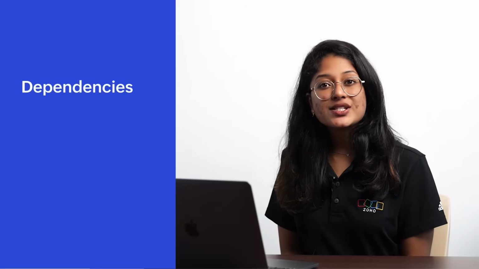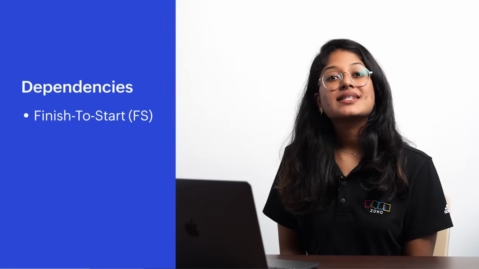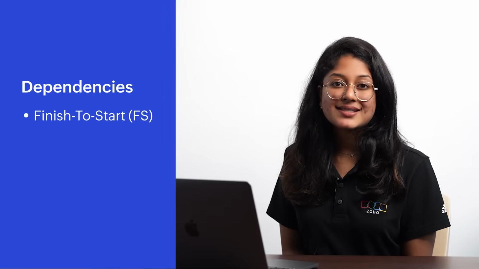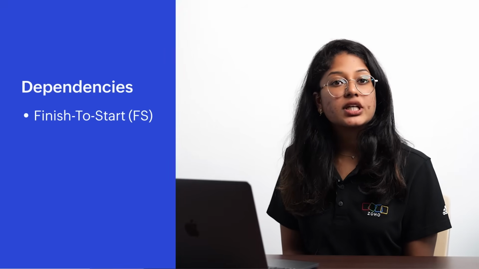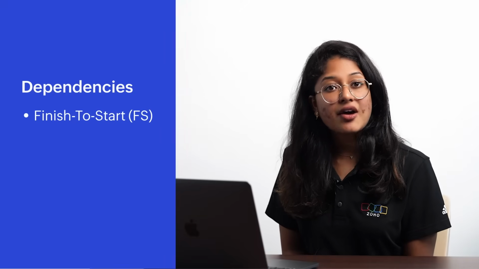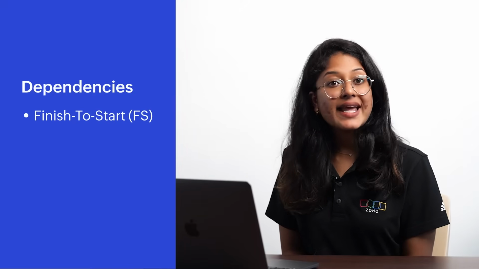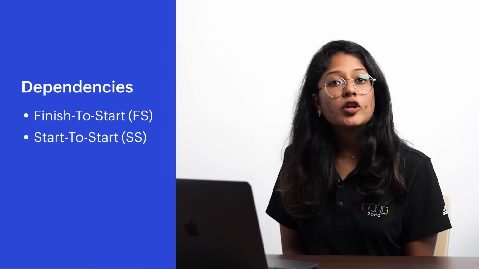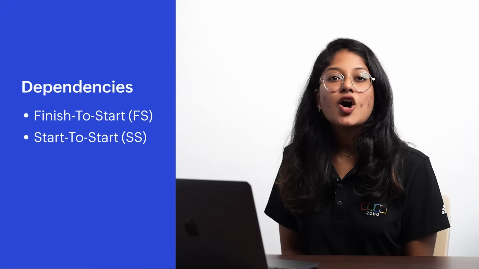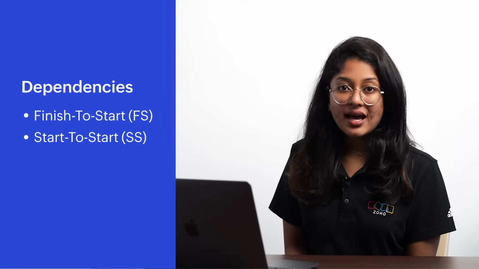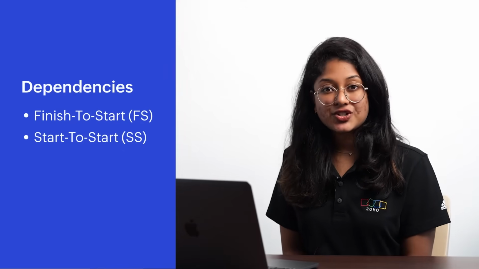Zoho Projects follows 4 types of dependencies. The first one is finish to start. The successor or dependent task can't begin until the predecessor or parent task is finished. For instance, in a journal publishing process, the self-review of a journal cannot begin until the draft is completed by the writer. Next is the start-to-start dependency. The successor or dependent task cannot begin until after the predecessor or parent task has started. For instance, as the peer review of the journal starts, the manager review can also be initiated.